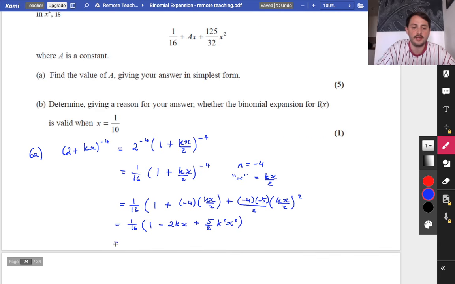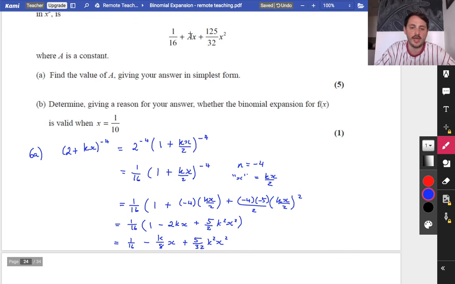So when I expand, I have 1 over 16. Great, that's what they have. Then I have 2k over 16. Well, 2 over 16 simplifies to 1 over 8, so I get k over 8x. And then when I've got 5 over 2, if I divide that by 16 as well, I get plus 5 over 32 k squared x squared.